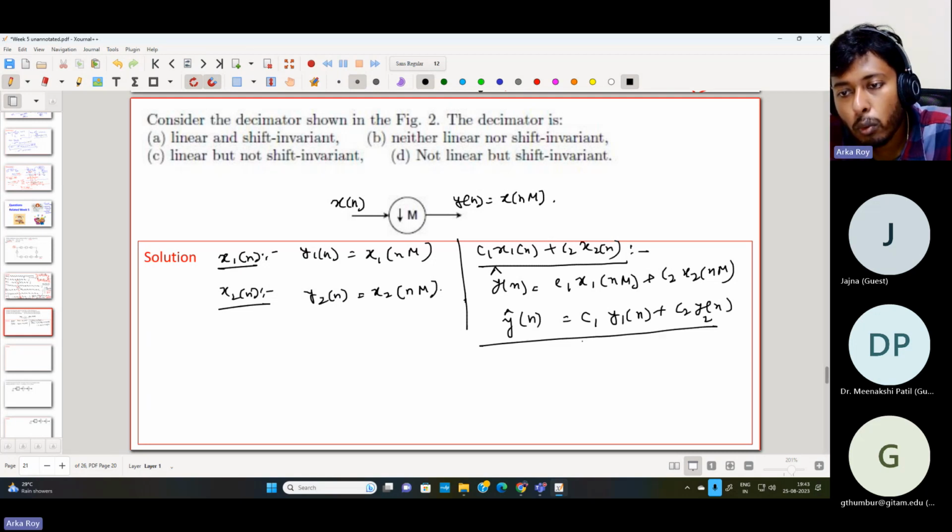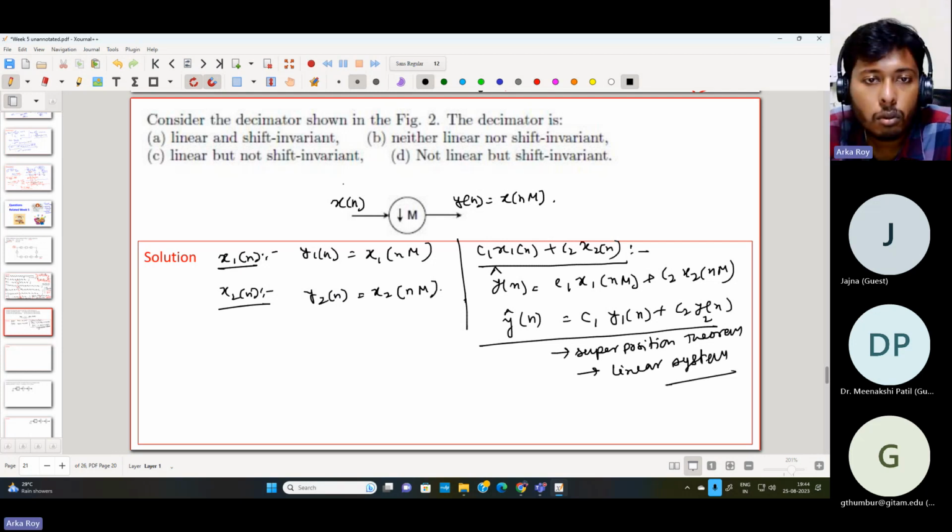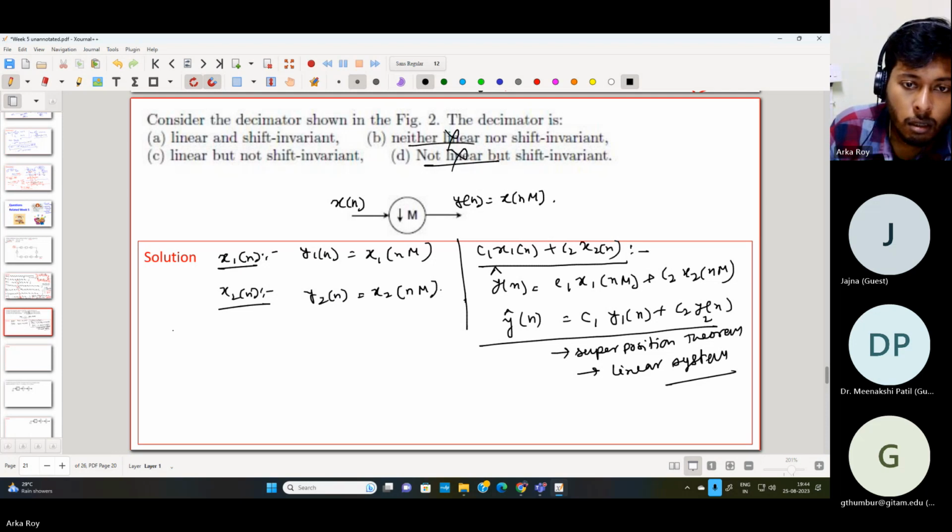So that means this is obeying the superposition theorem. Therefore, the system is a linear system. So this is a linear system, and the non-linear part is gone. So the options B and D are nullified.